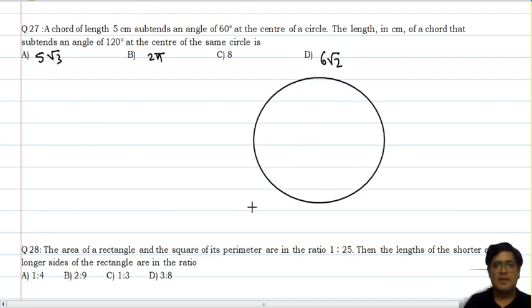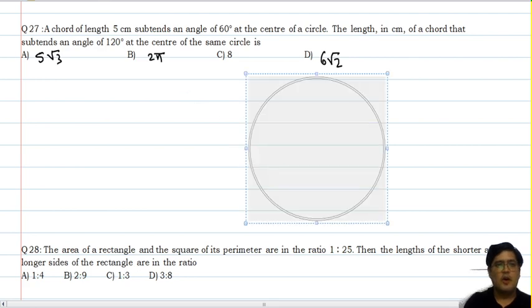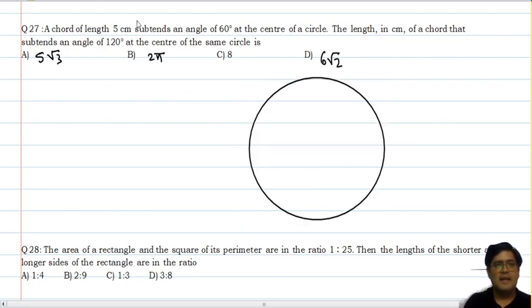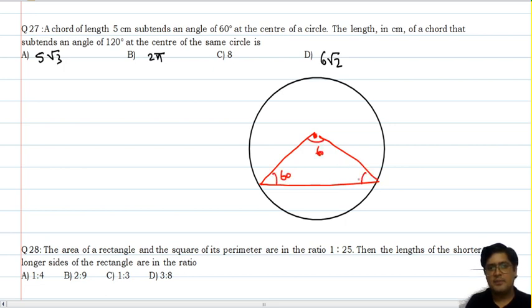In the circle, there's a chord that subtends the angle 60. If this is the chord and the angle here at the center is 60, then these are also 60. That means length of the chord and radius of circle are equal because it forms an equilateral triangle. Now imagine a chord, if it subtends the angle 120 at the center, that means it will subtend the angle 30 and 30 here. So this is 5 and this is 5.